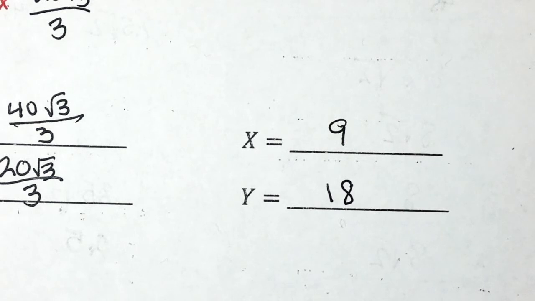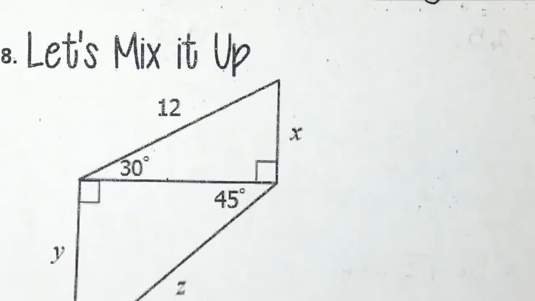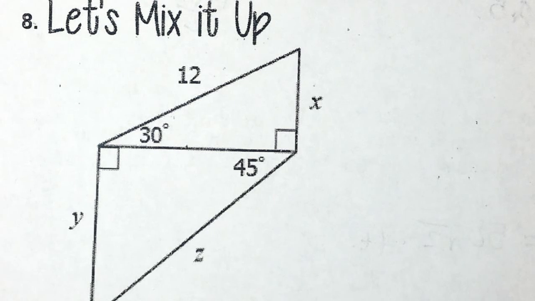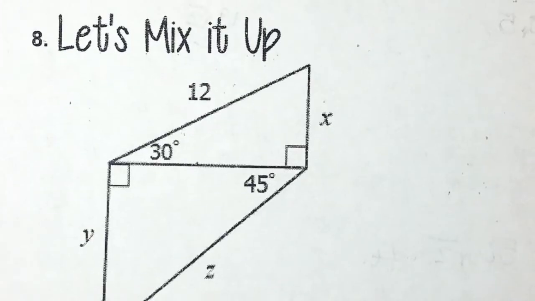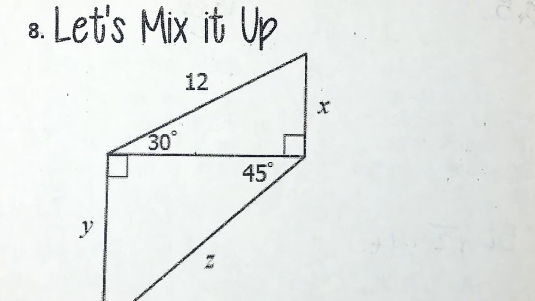Alright. Last one I'm going to do with y'all. Well, I lied. I think I might do one on your practice too. You know how it goes. It says let's mix it up. All they're doing is putting both triangles in one. You've got to be able to identify. This feels like a Kahari question. So they want me to find X, Y, and Z on here.